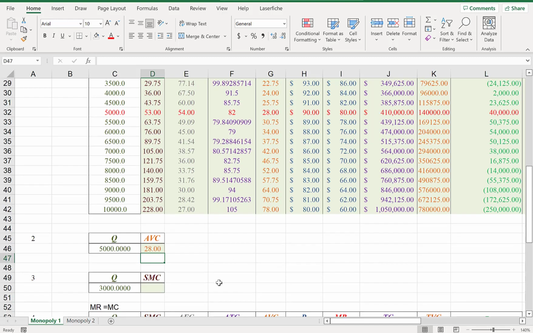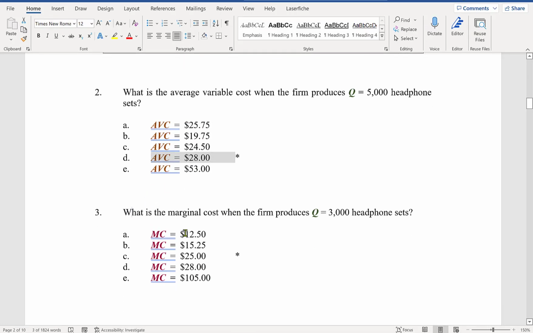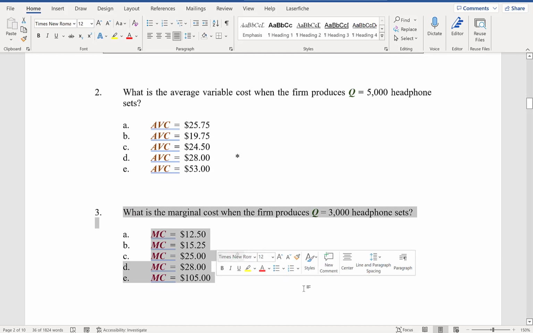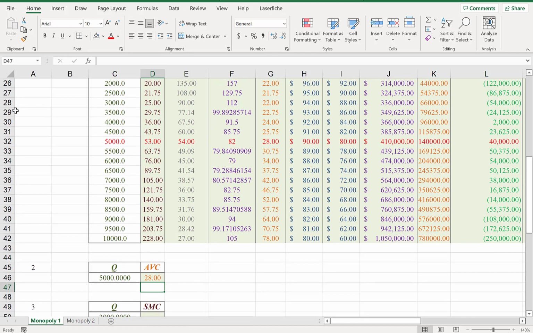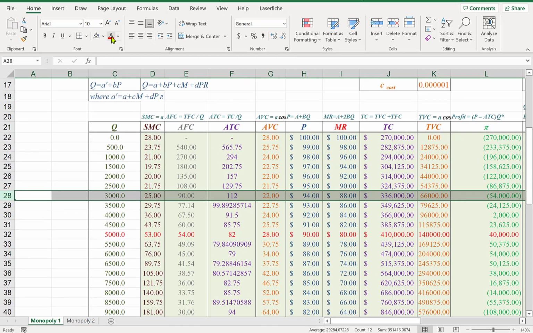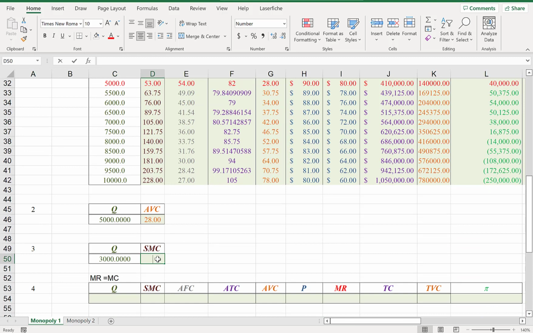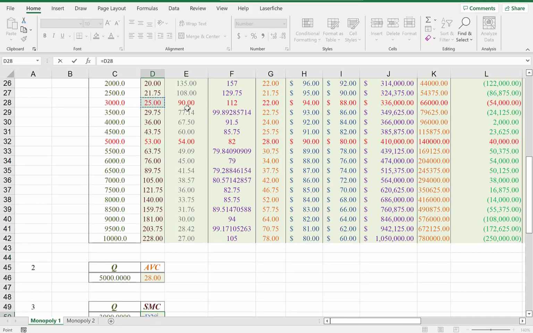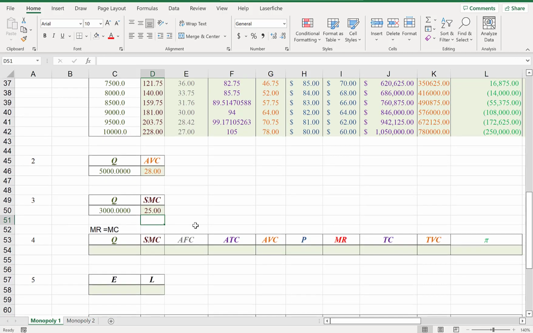Next question. 28, boom. What's the marginal cost when the firm produces 3,000 headphone sets? Again, super easy. 3,000 headphone sets, boom, quantity 3,000, highlighted. What's the marginal cost? It's 25 right there, equals, you can just put, boom. So what I do is I organize these answers.